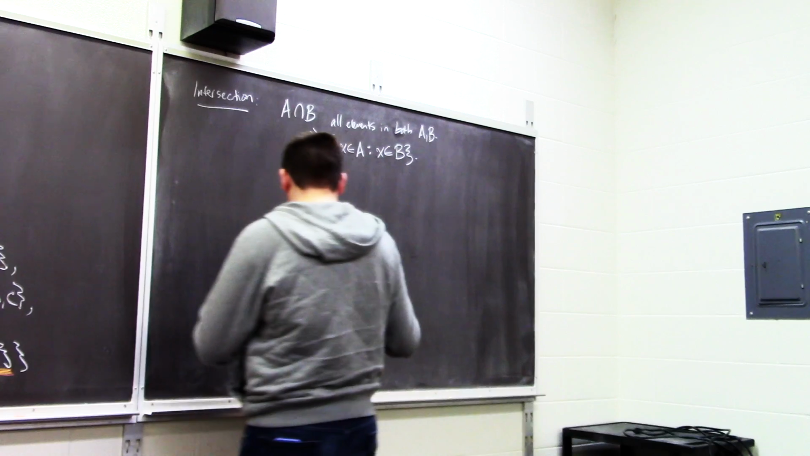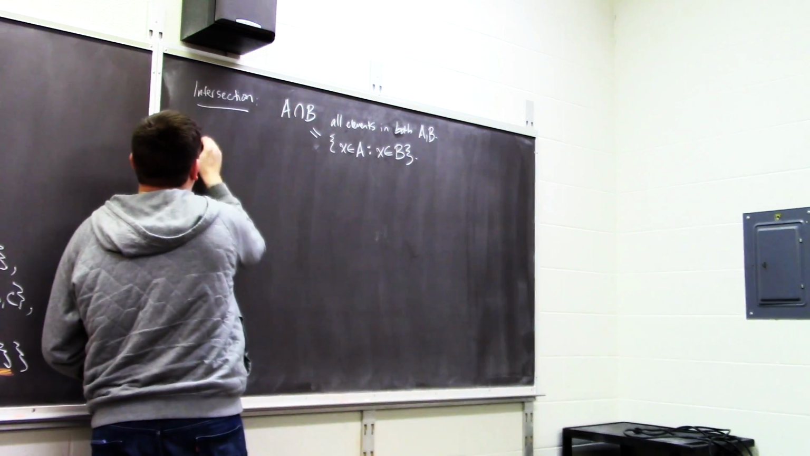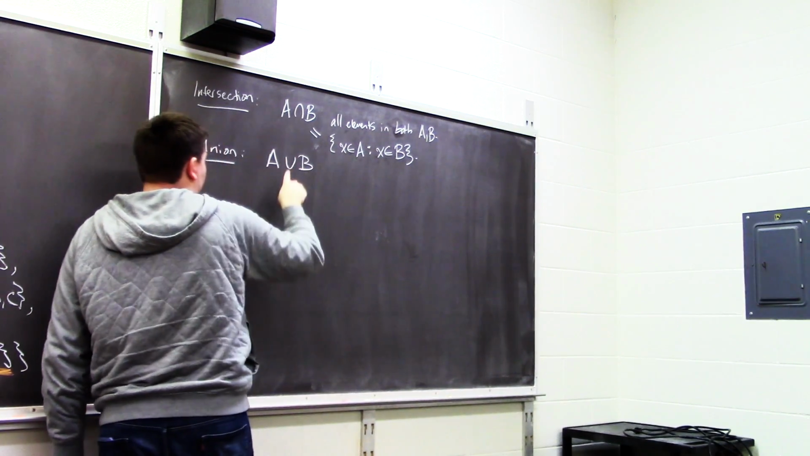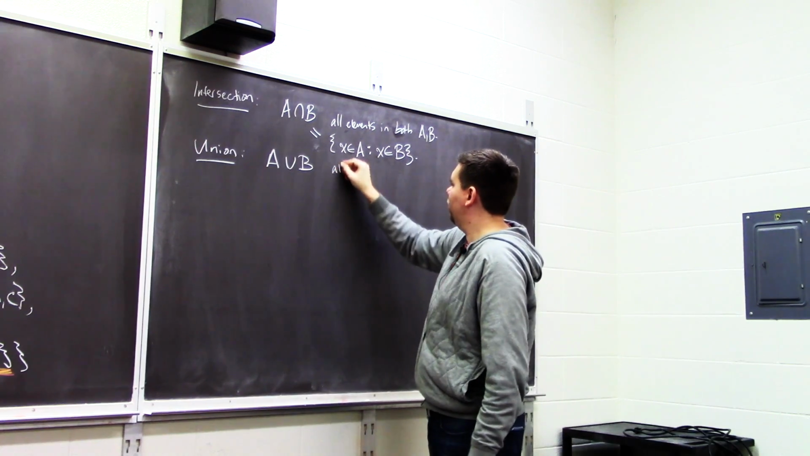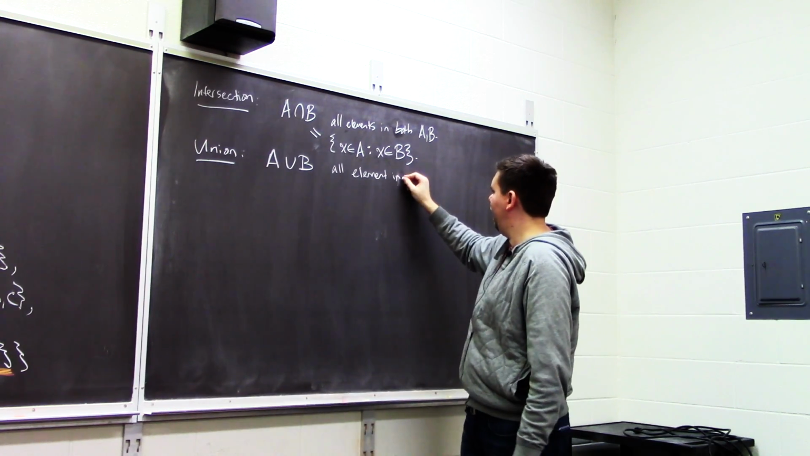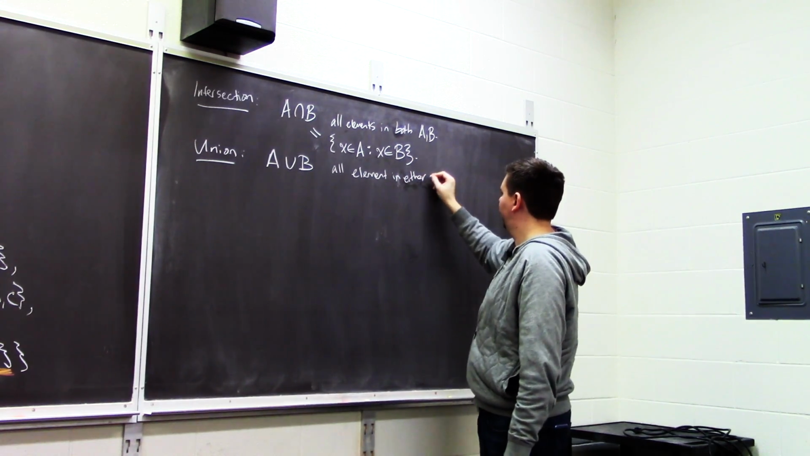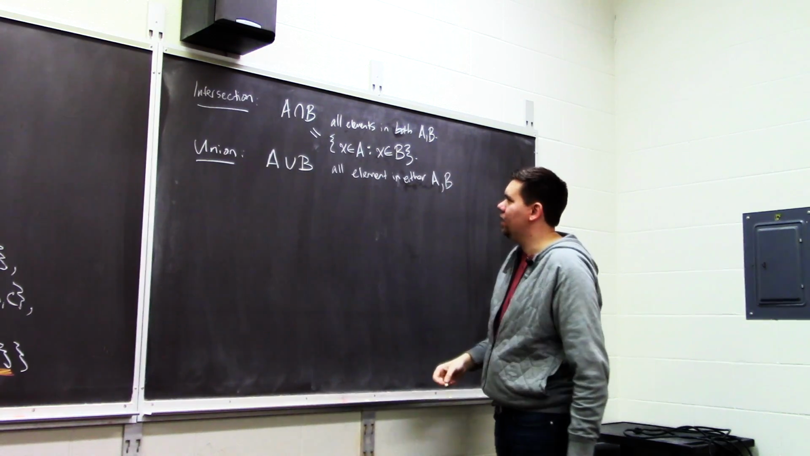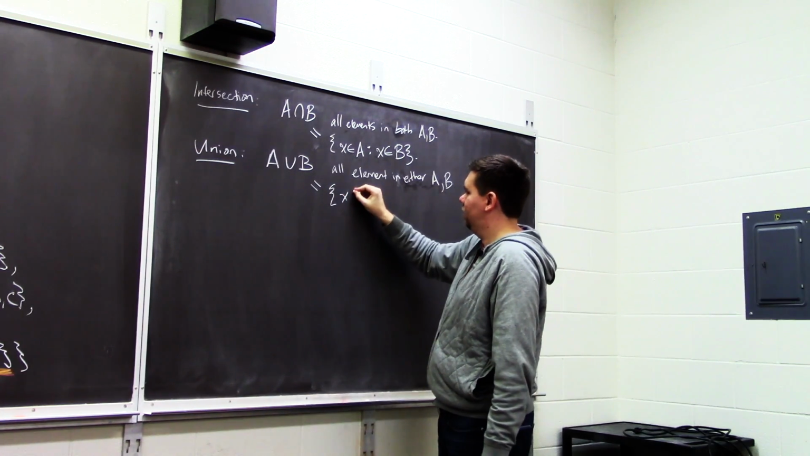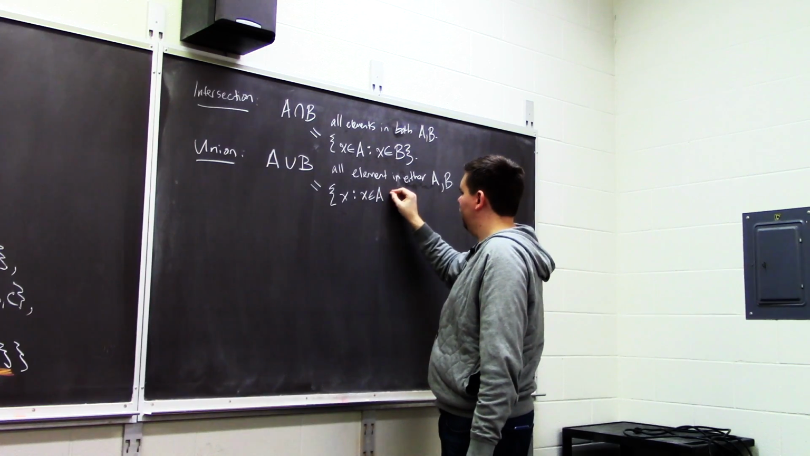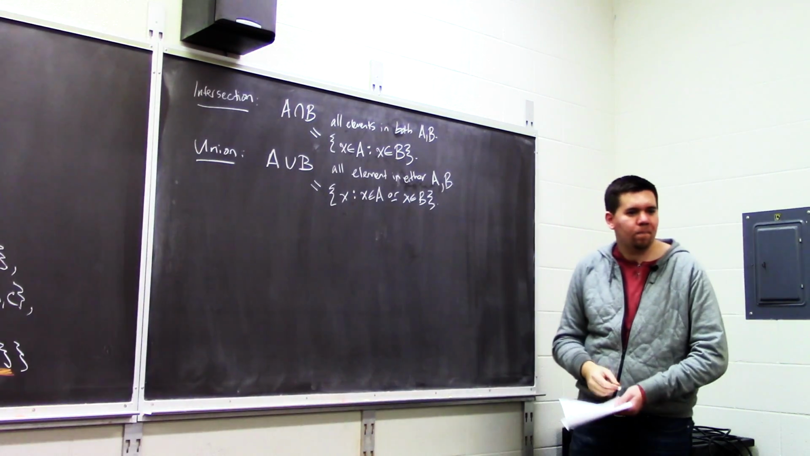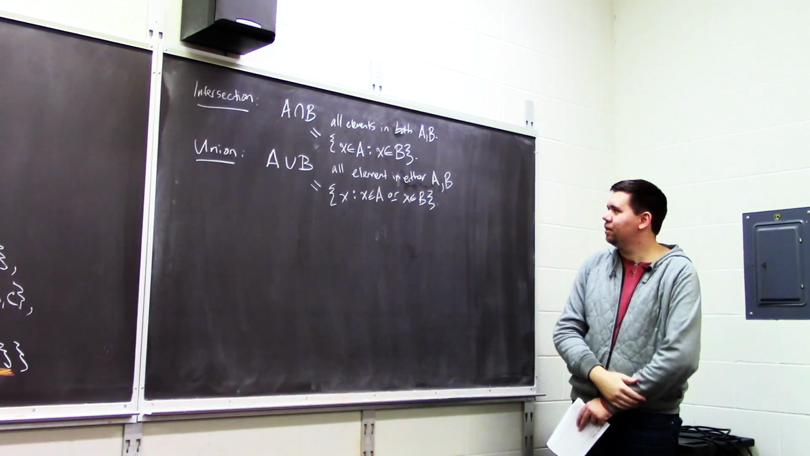And then there's union. We should define union. A union B, looks like a U for union, is all the elements in either A or B. So this is the collection of all the elements such that X is in A or X is in B. That might be how we usually define these things.